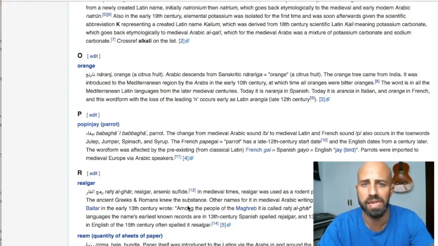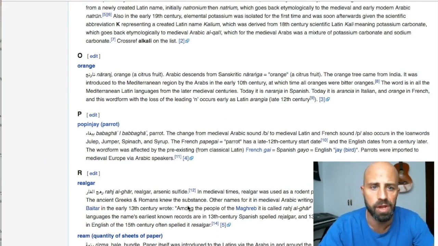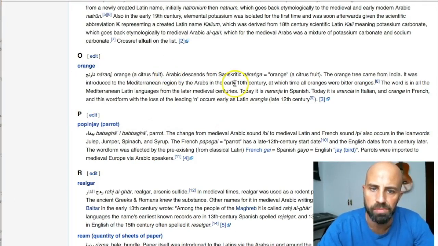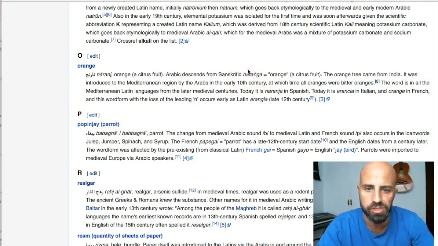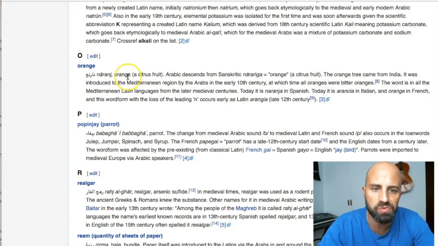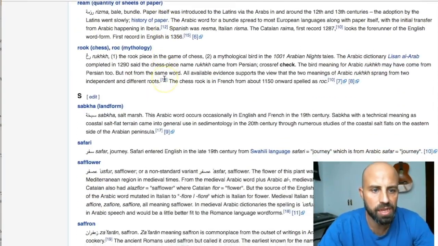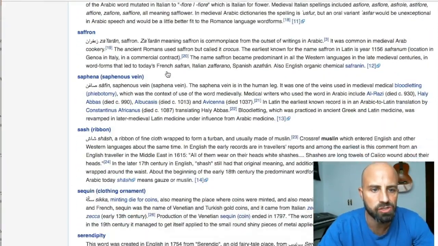Orange, well, I guess it makes sense if lemon comes from Arabic. Orange probably does. So that answers the question. Naranj. I wonder which came first, orange color or the orange fruit. Arabic descends from the Sanskritic naranja, which is also Spanish for orange, a citrus fruit. The orange tree came from India. It was introduced to the Mediterranean region by the Arabs in the early 10th century. I guess the color comes after that. Let's take a look more. Any really interesting ones that come out?